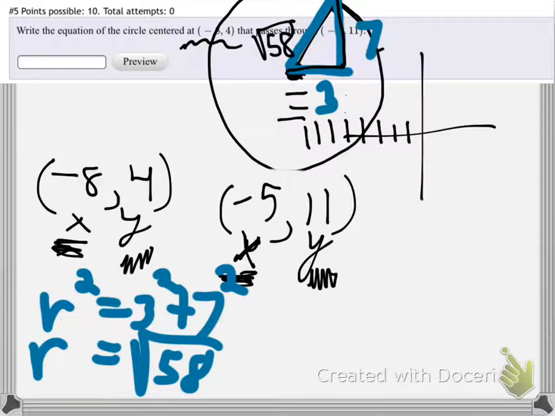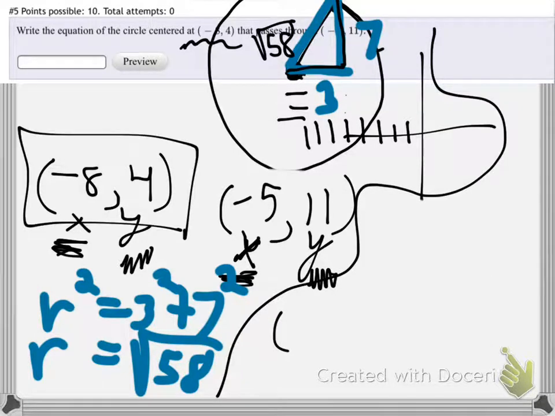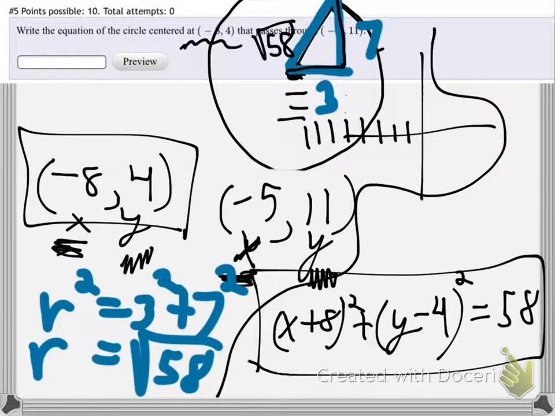Now we can write the equation of the circle, like we already know how to do, using the center point. That's x take away negative 8, or x plus 8 squared, plus y minus 4 squared equals the radical of 58 squared. But the square root and the square undo each other, so if you have a funny radical in your radius, it's okay to just put 58. Anyway, that's all we would have for that one.